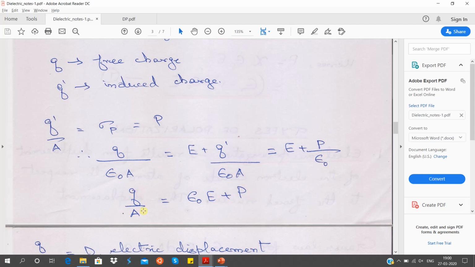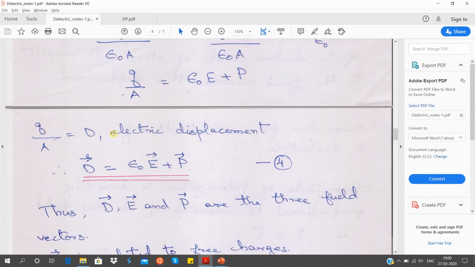Now what is Q by A? Exactly like how we defined here, Q by A is the surface charge density for free charges. Q is the free charge. So I'll once again get it as sigma D. I'm going to put it not as P, it's sigma D. That is equal to a term called capital D, that is electric displacement. So electric displacement is Q divided by A, D. So the relation becomes, instead of Q by A, I'm going to put D.